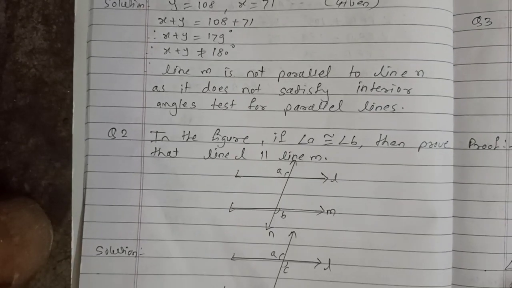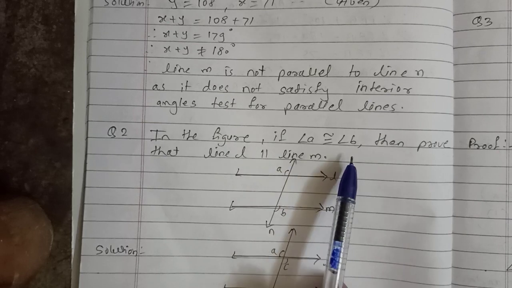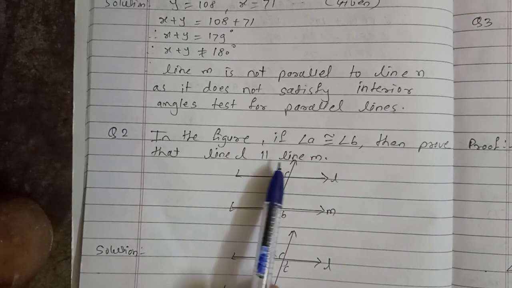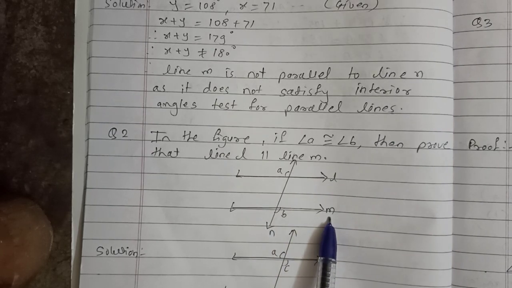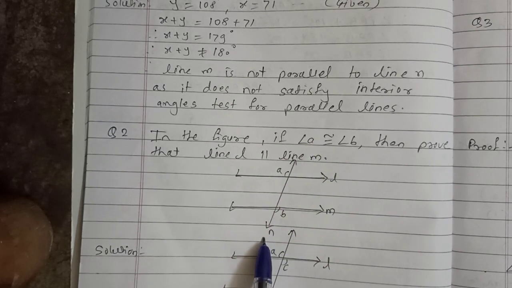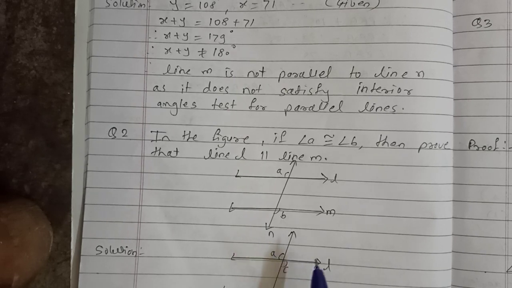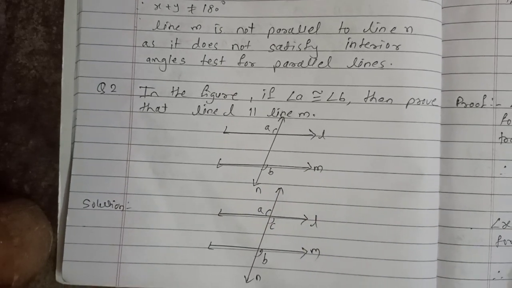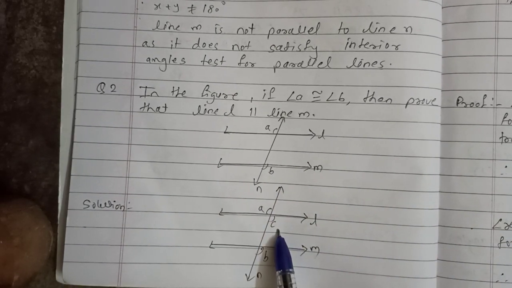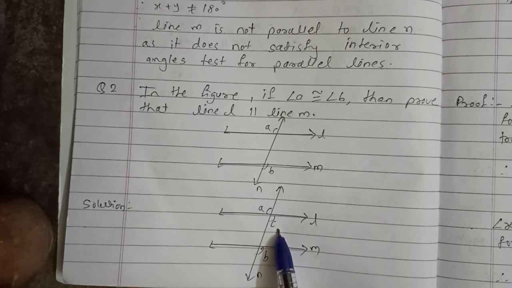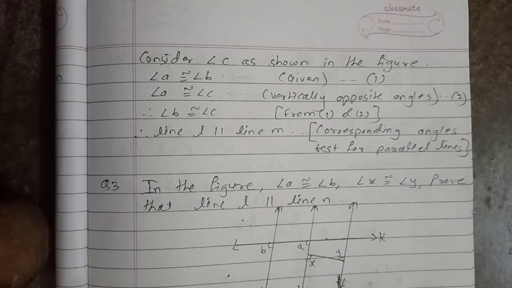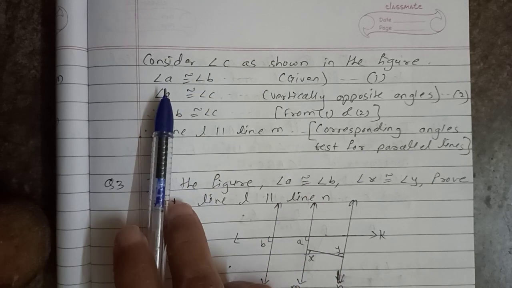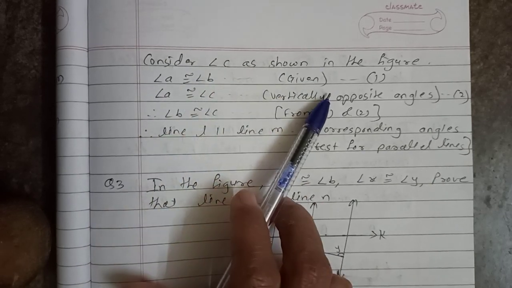In the figure, if angle A is congruent to angle B, then prove that line L is parallel to line M. Line L is here, line M is here and line N is the transversal. Now let us take angle C as in the figure. This angle C we have to take. Now let us see the solution. Consider angle C as shown in the figure. Angle A is congruent to B, this is given.